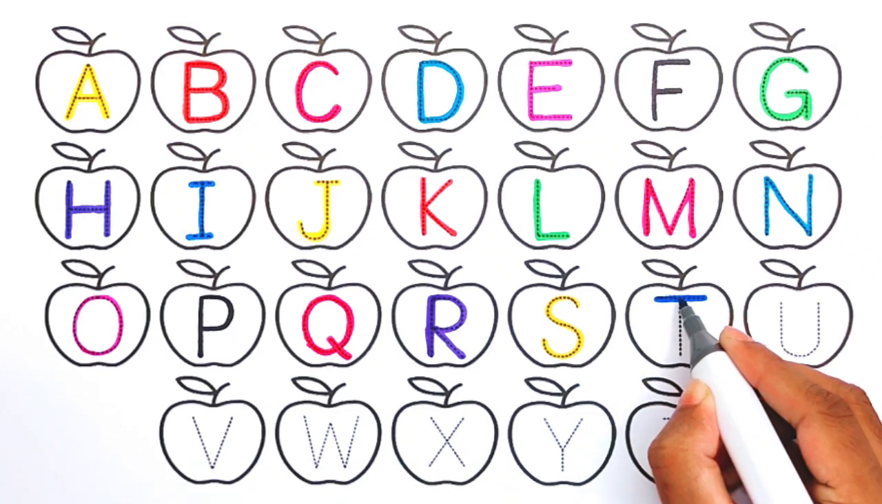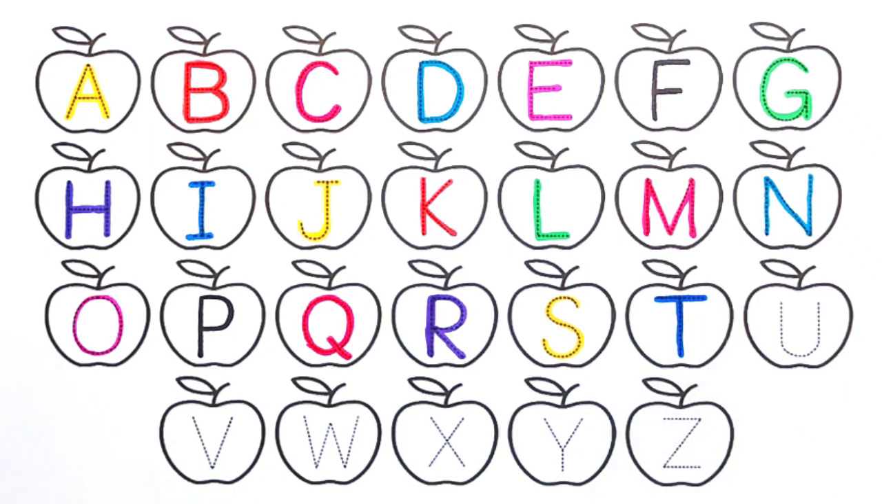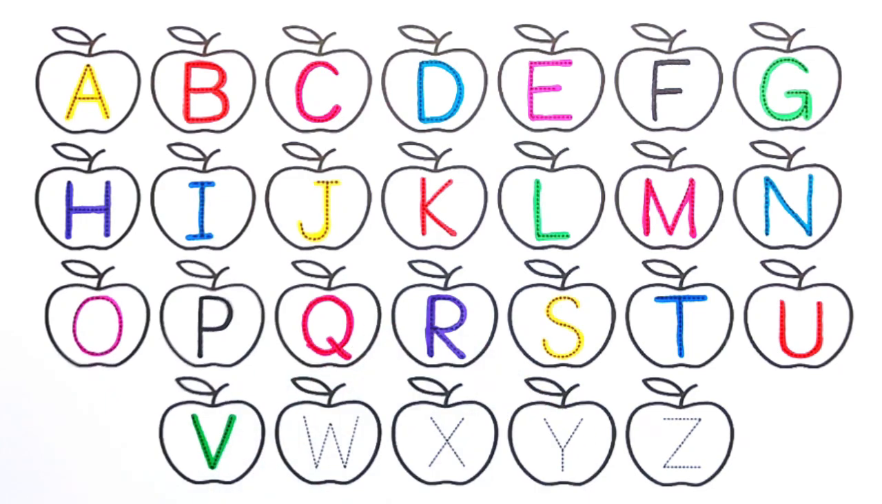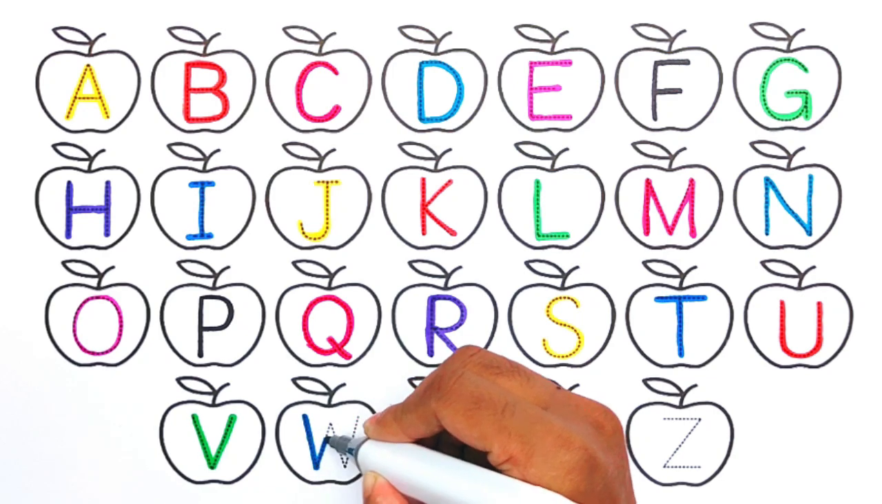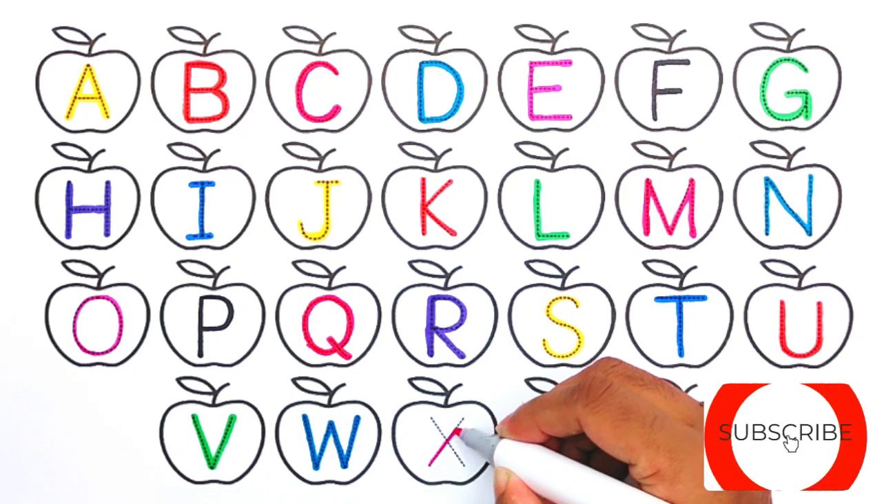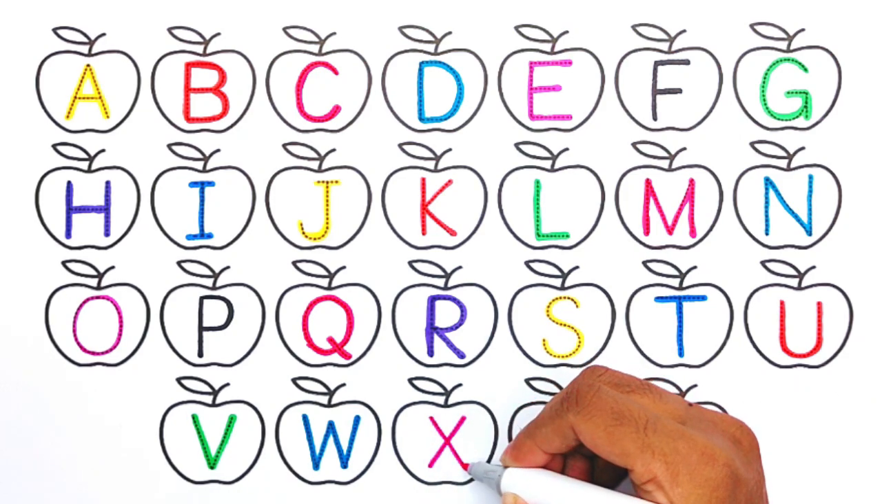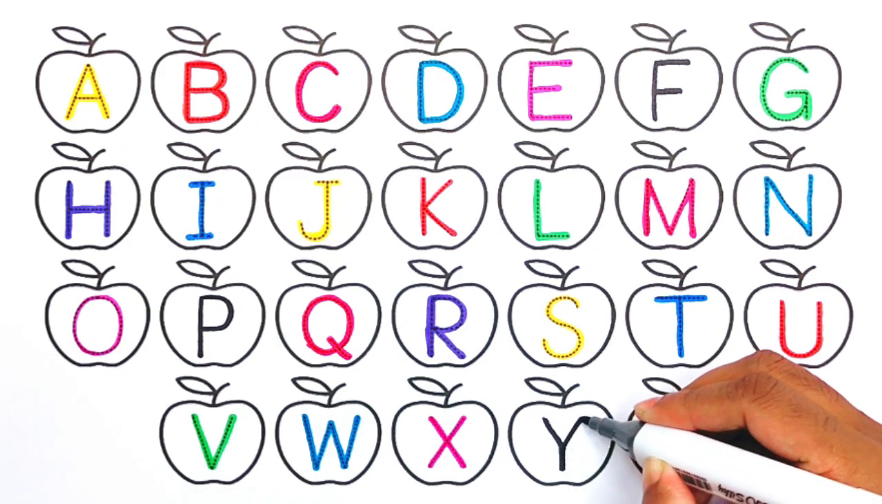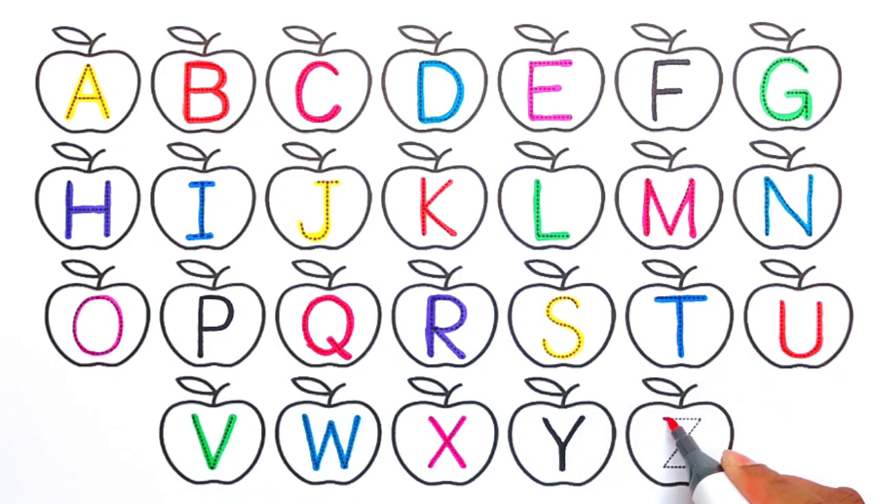T for telephone. U for uniform. V for vacuum cleaner. W for wardrobe. X for Xbox. Y for yak. Z for zero.